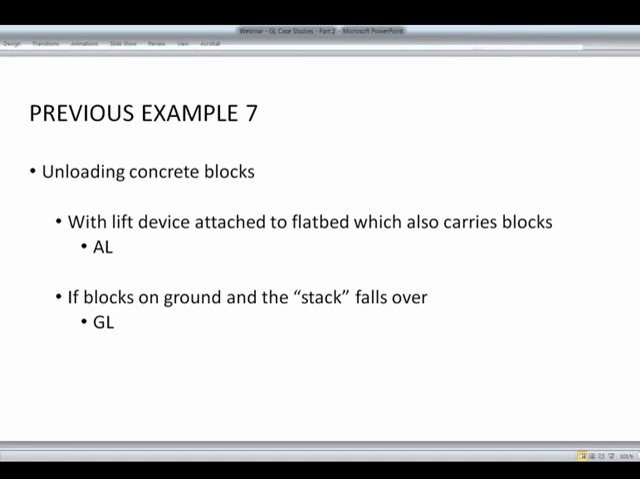Unloading concrete blocks with a lift device attached to the flatbed, which also carried the blocks. Those blocks falling off, hurting the worker, that is auto liability because we're unloading with a device attached to it. Now the blocks are on the ground and the stack falls over, then that's GL.